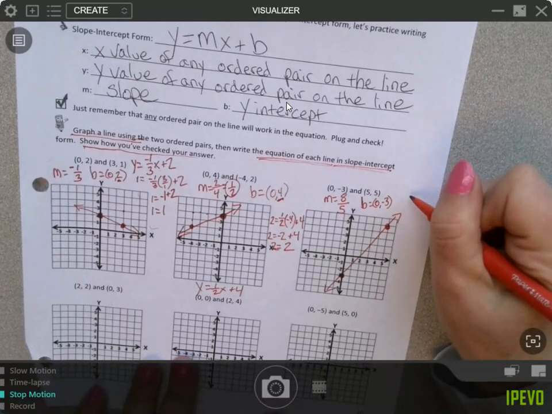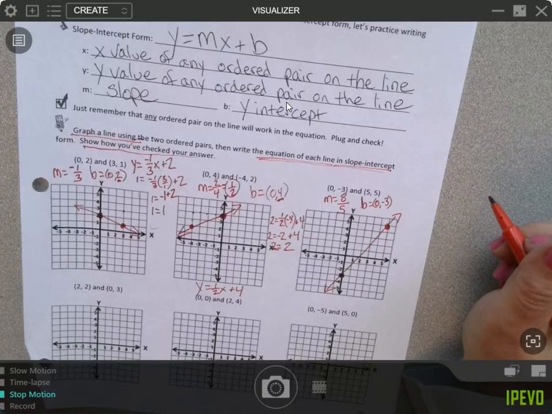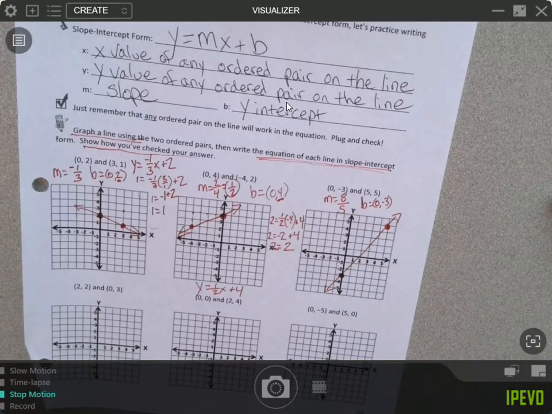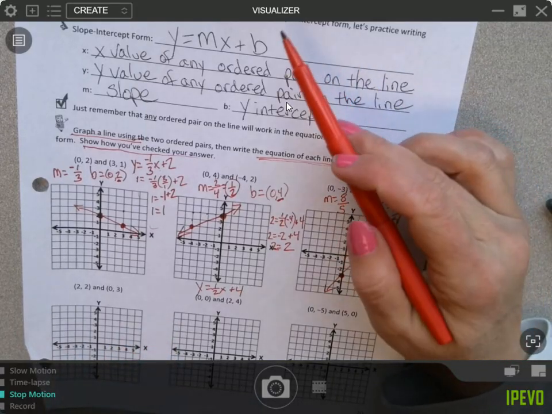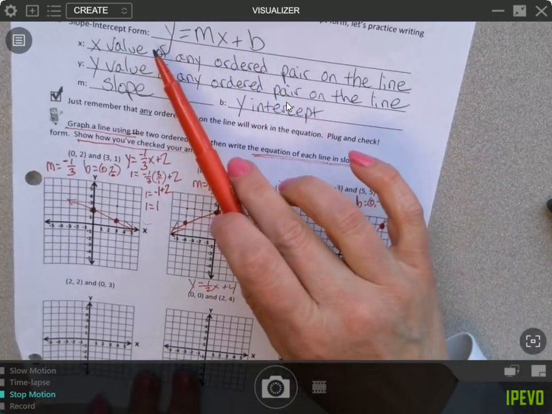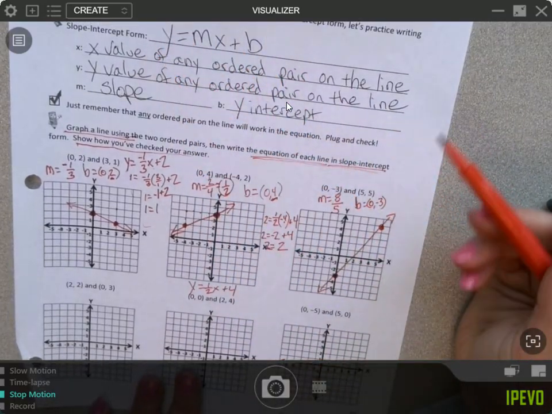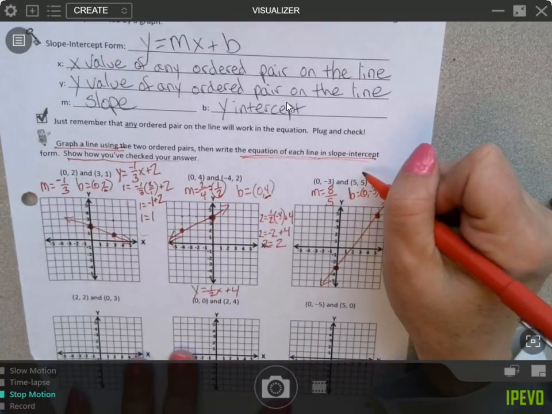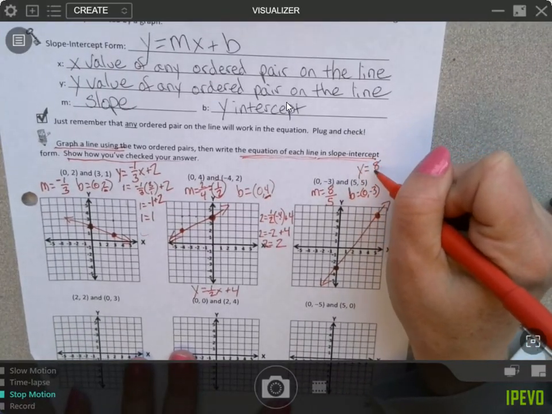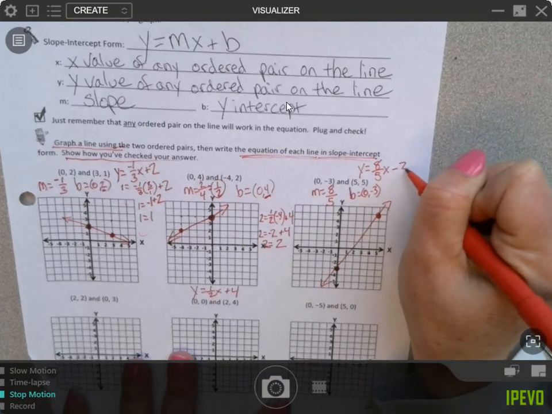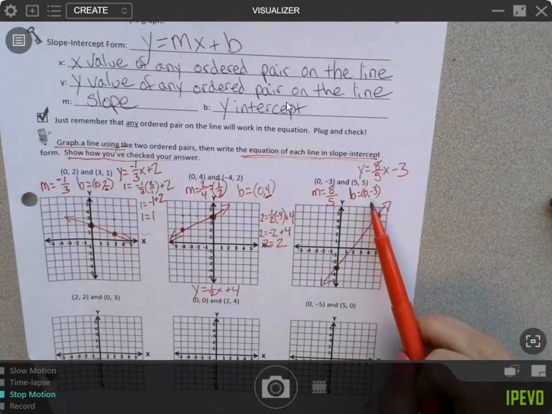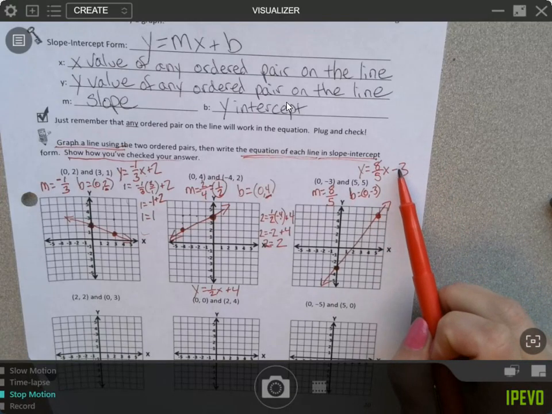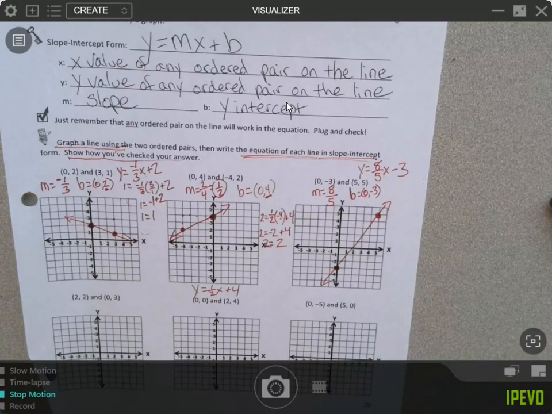So when I do my slope-intercept form, what am I going to write for my slope-intercept form? Graham? My slope-intercept form. So that's putting it all together. So tell me what to write for my equation. Y equals 8 over 5 x minus 3. Good, because it was a negative 3. It's not plus negative 3, it's just minus 3.